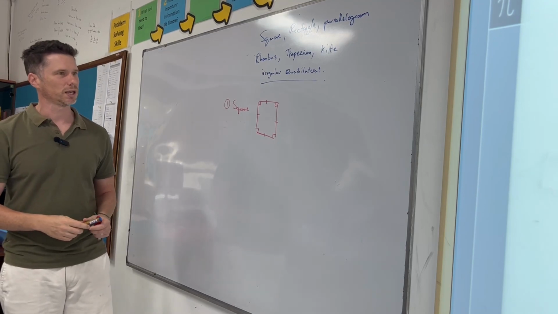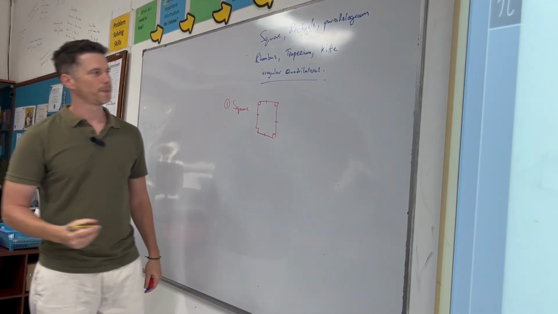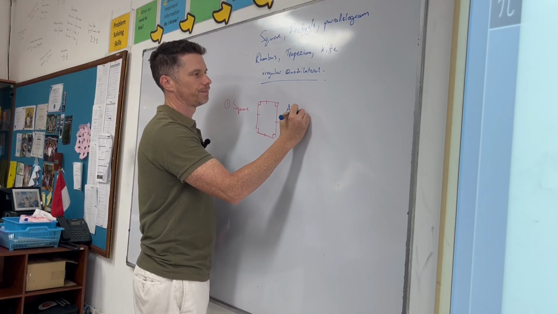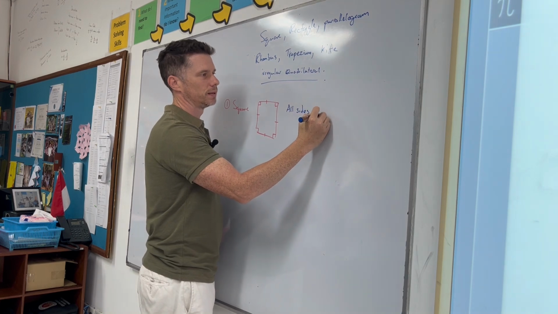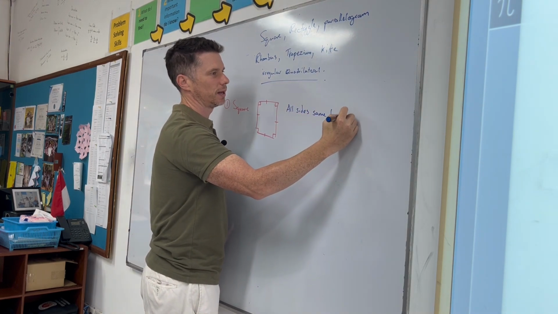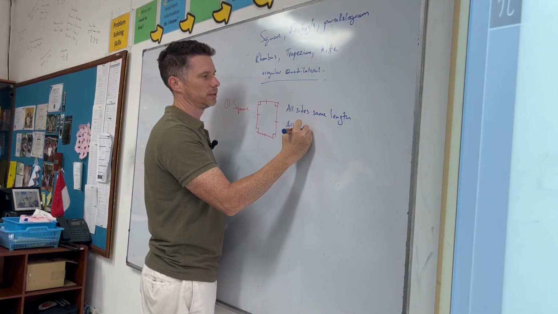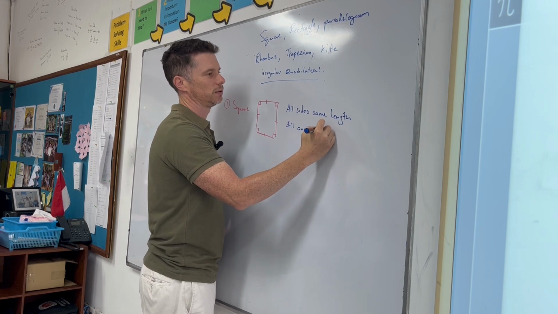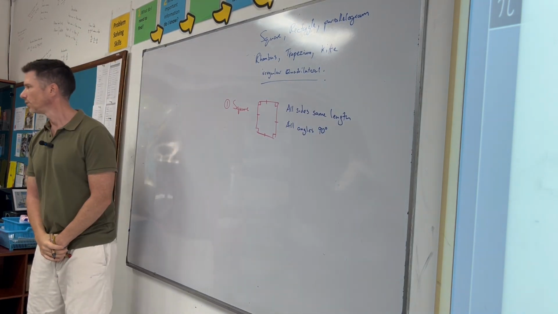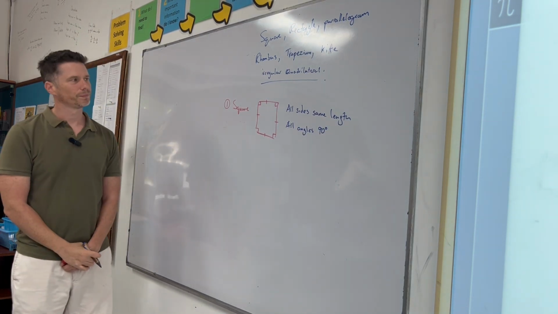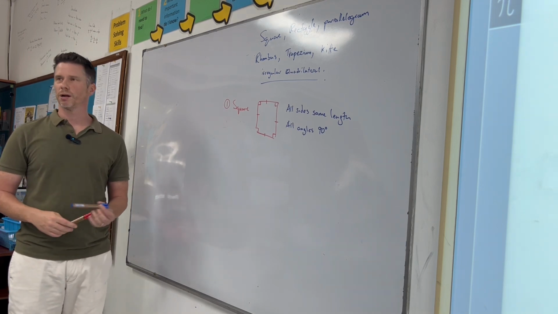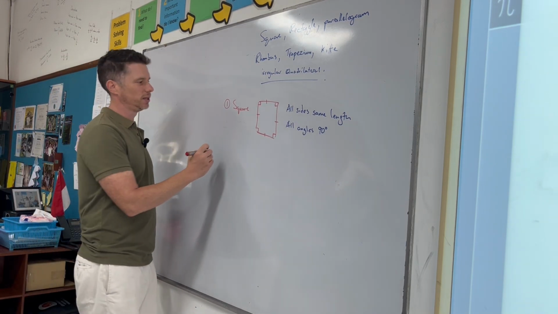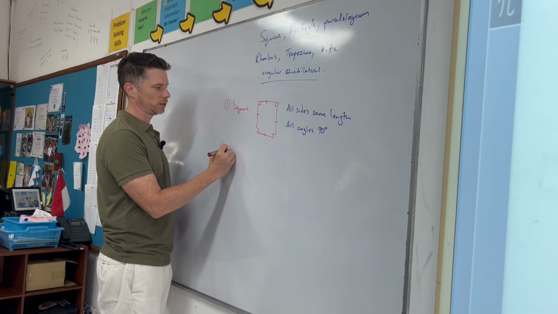Today, the square has, as we can see here, all sides the same length and all angles 90 degrees. So a square and its buddy, the rectangle, have 90-degree angles in the corners.